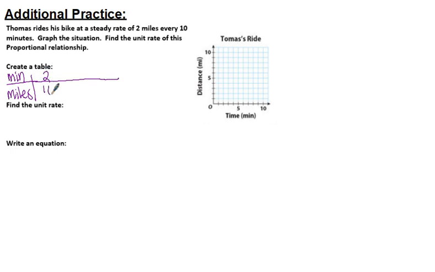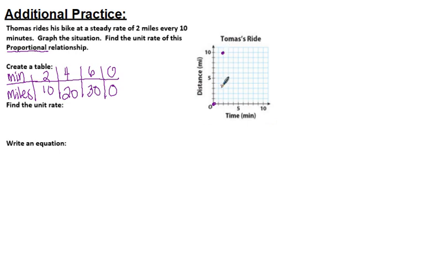So 2, 10, maybe we jump to 4 and 20. We could do 6, 30. Now these are technically our points, and it also tells us that it's proportional, which means it goes through 0, 0. So we can add that as part of our table. It's not in order, but that's okay. So I'm going to put 0, 0 here. These just go by 1, so 1, 2, and all the way up to 10.